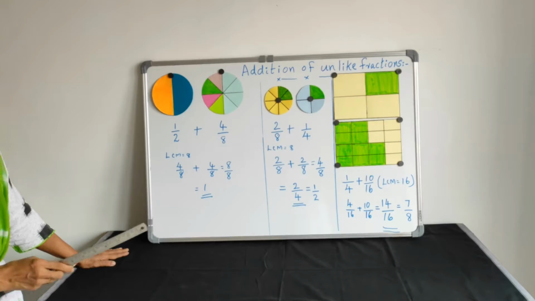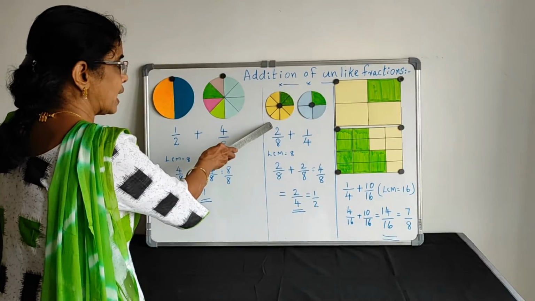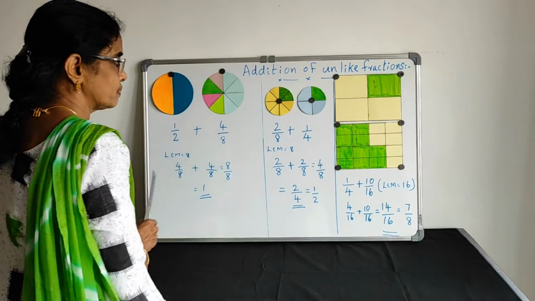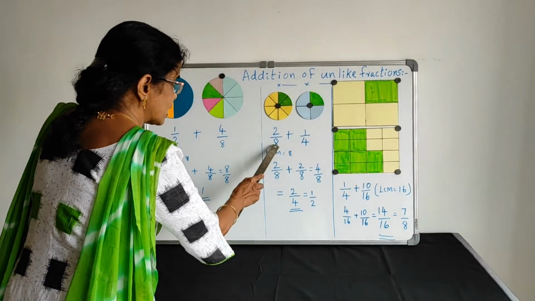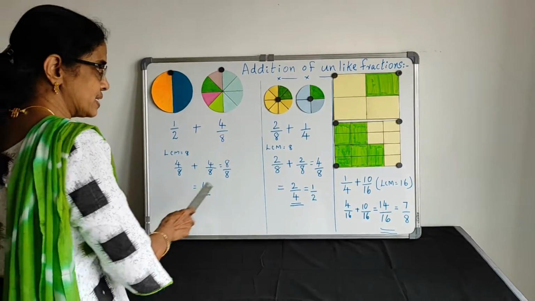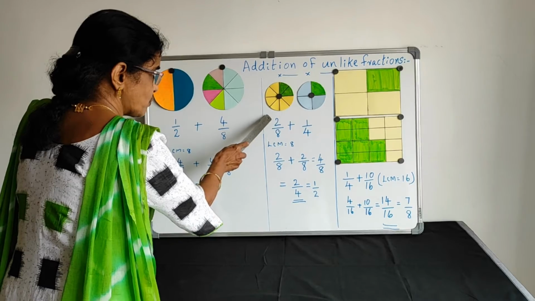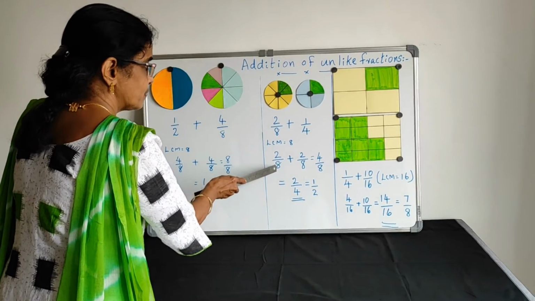Another example. Here we have the fractions 2 by 8 and 1 by 4. Find the LCM of 8 and 4. LCM is 8. So the first fraction has no change. We are writing it as it is, 2 by 8.